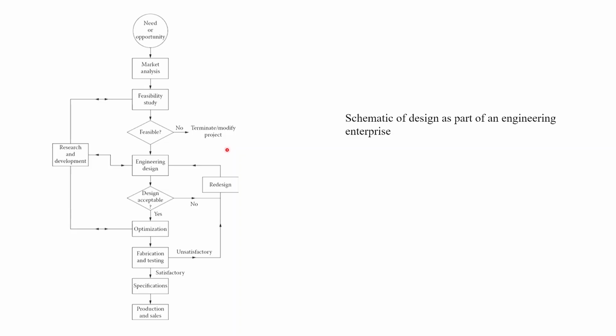This is kind of small, but are you being able to read this from the last row? Okay. So this is the design part, engineering design. If you make a design, you test it, and if it doesn't work, then you redesign, come back. Then if the design becomes acceptable, then you optimize it, and after that you do fabrication and testing, and you do the production and sales also. Right? This is the entire picture.